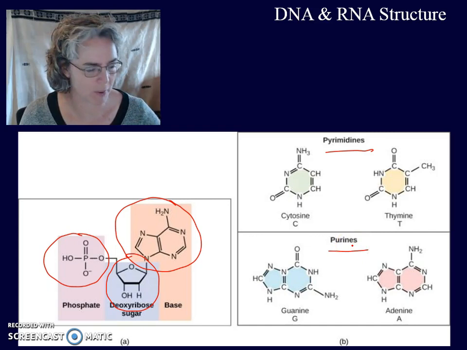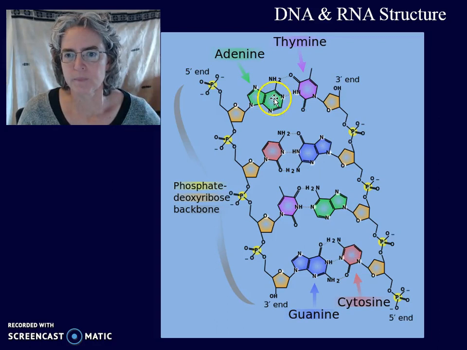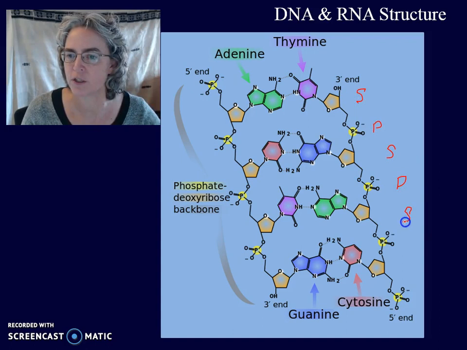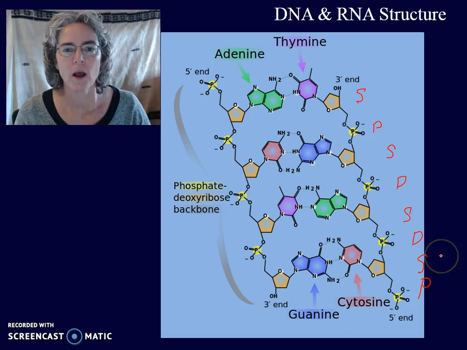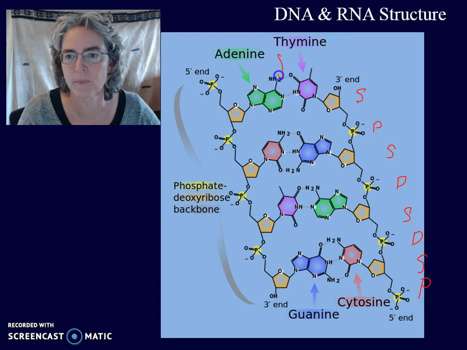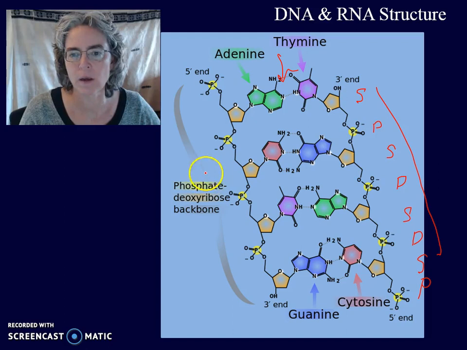Okay, so the characteristics of a DNA molecule. What kinds of things can we see looking at this right here? What can we notice? Well, the first thing we notice is that there's a repeating pattern of a sugar and a phosphate, a sugar and a phosphate, and a sugar and a phosphate. And all of our nitrogenous bases are pointing into the center, and that's where our hydrogen bonds are. The sugar and the phosphate groups compose the phosphate deoxyribose backbone of the molecule.